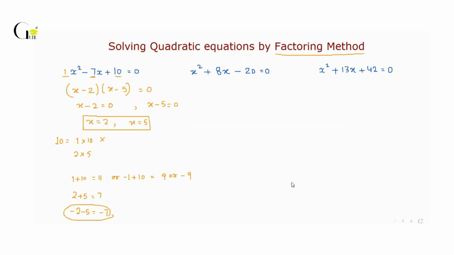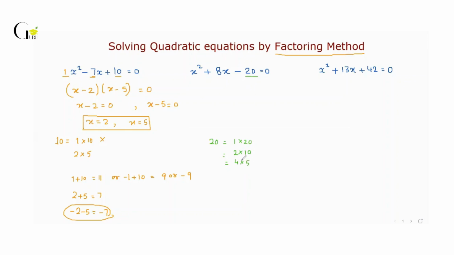Here we have x square plus 8x minus 20 is equal to 0. Similarly, we will try with the constant negative 20, the factors of negative 20. So 20 could be rewritten as 1 times 20. It can be rewritten as 2 times 10. Or it can be written as 4 times 5. These are the only forms that can be factorized as 20.